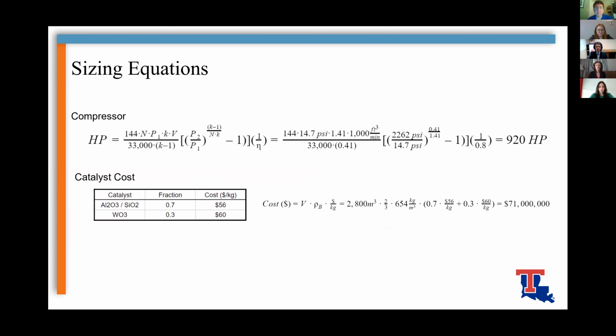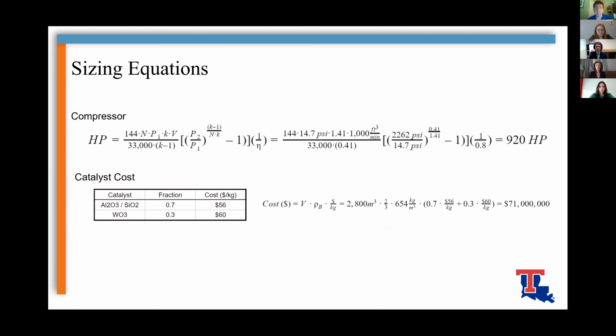For the sizing equations, we have the compressor. This is how we're sizing the horsepower in order to see how much they would cost. We are assuming that both compressors are running at about 80% efficiency and that we have to get the hydrogen from about atmosphere, either from where it's coming from as a feed or out of the flash drum, to 2000 PSI, which is the pressure of the reactor itself.